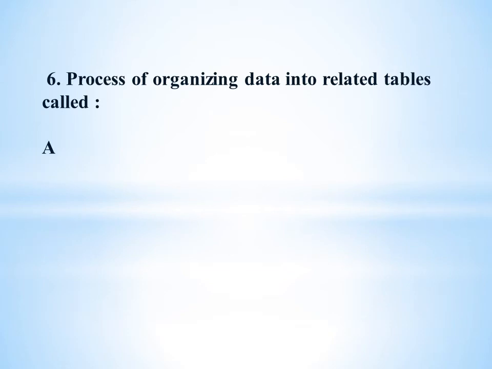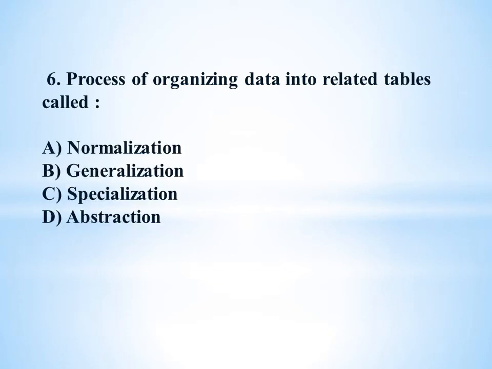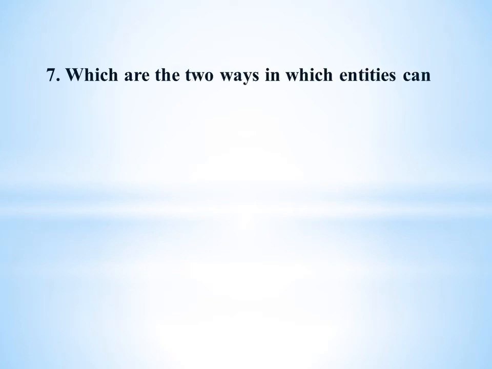Now come to the next question. Process of organizing data into related tables is called as normalization, generalization, specialization, abstraction. So the right answer is normalization. Okay, come to the next question.